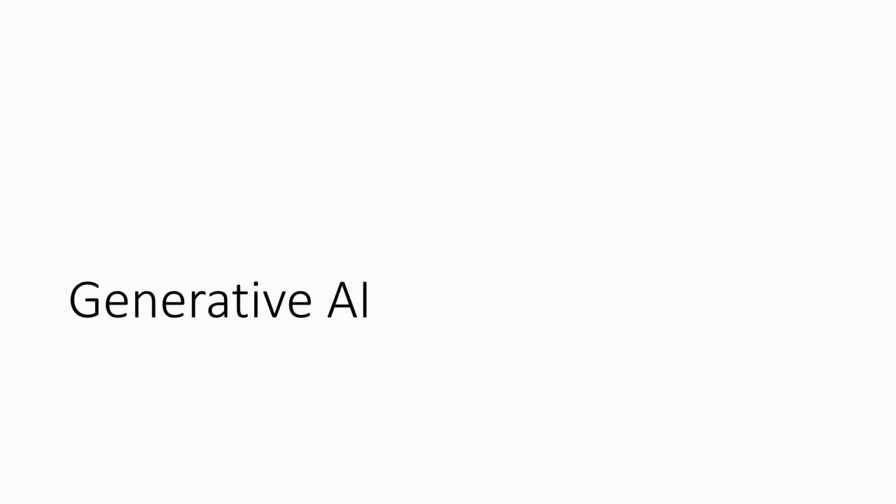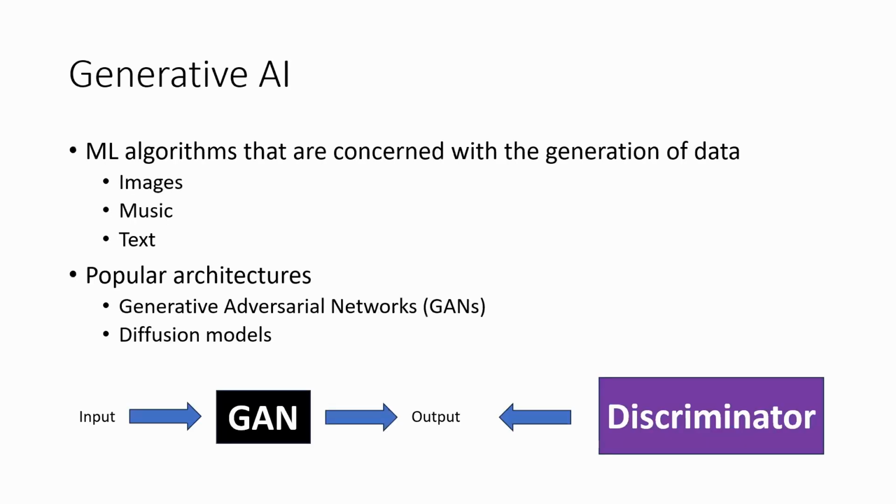Okay, Gen AI. Gen AI is very close to ChatGPT. Rather than just generating text, we're interested in maybe images or audio and speech and so on. There are a lot of ways to do it, but I'm going to talk about something called a GAN, a generative adversarial network, and they're concerned with generating data.